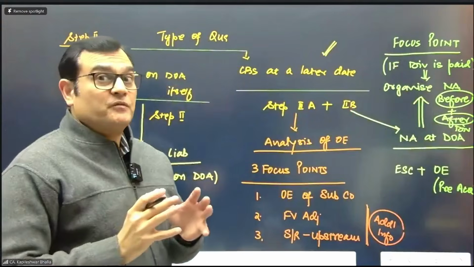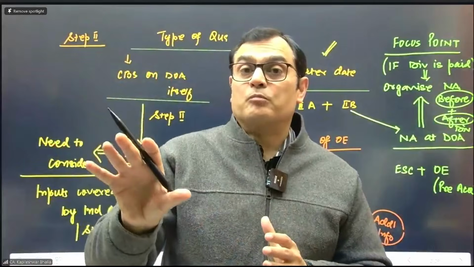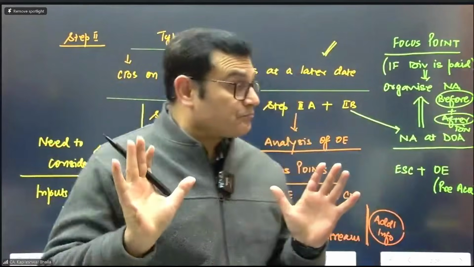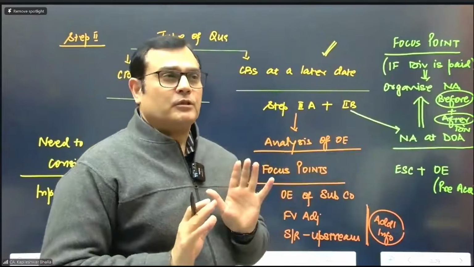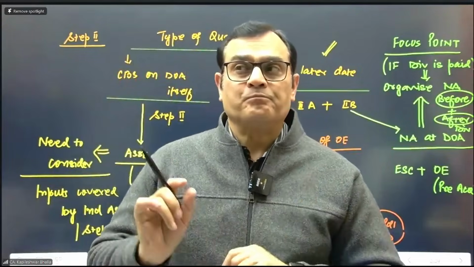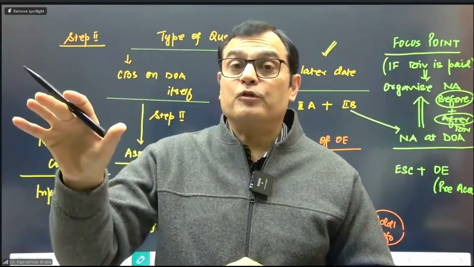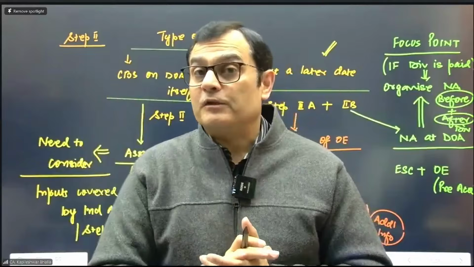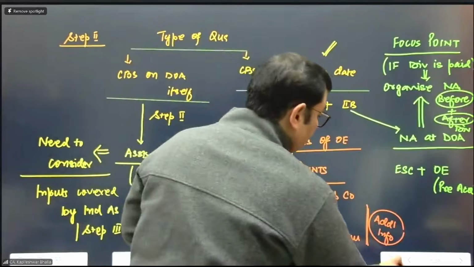So your mind needs to be very clear that when I'm doing this step, this is the focus point which should come at the back of the mind. In terms of the net assets, your immediate thought should be, okay, am I given that a dividend is paid by the subsidiary? Yes. Then let's organize the 2 net assets. One is before the payment of dividend and one is after the payment of dividend. Okay, this is step number 2.